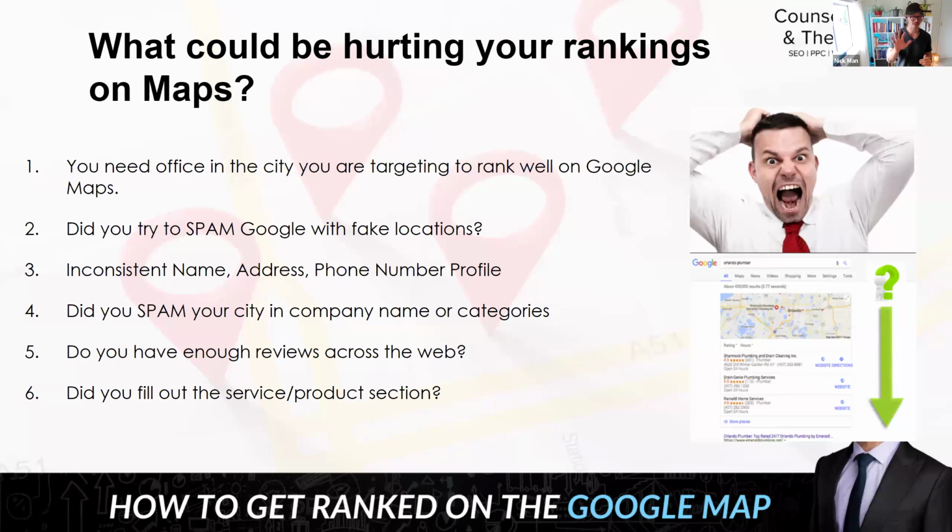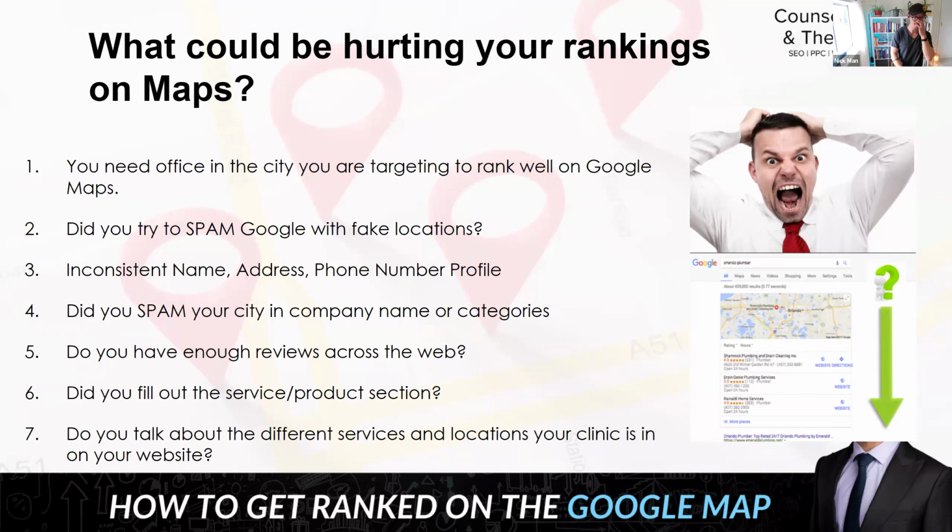And the sixth thing is the service and product section. So within Google Business Profile, there is a new section. You can fill out the services, you can fill out the products, and this helps Google understand what you do and the different types of services and products that you offer.